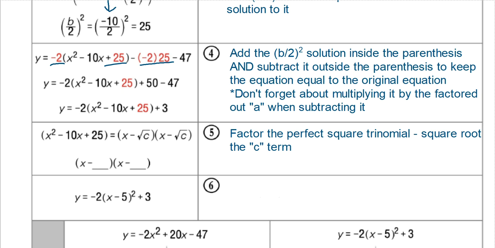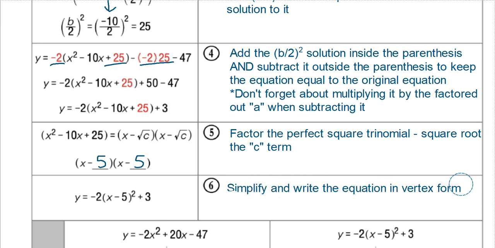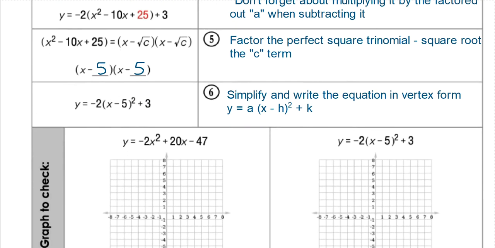In this case, that c term is 25. So when I square root it, I get 5. So my factors are going to be x minus 5 and x minus 5. And then I'm going to simplify. So I'm going to write it in that vertex form all the way out. And again, when you graph those two, it's going to come out the exact same, whether it's in standard form or it's in vertex form. And that's a great way to check to make sure you did all of your math correctly in those steps. Make sure it comes out to the exact same graph.